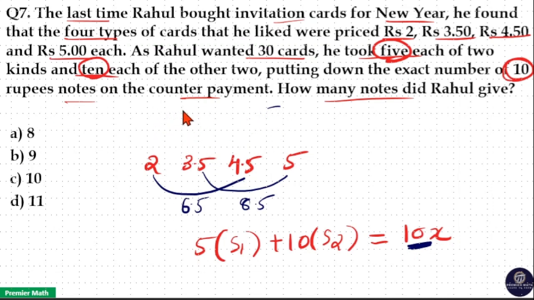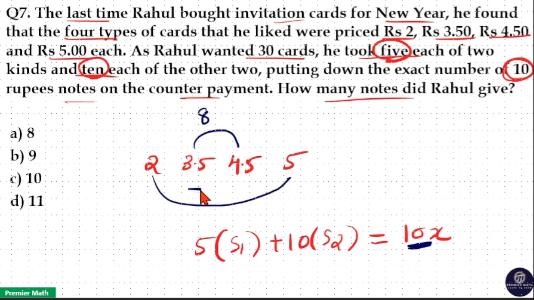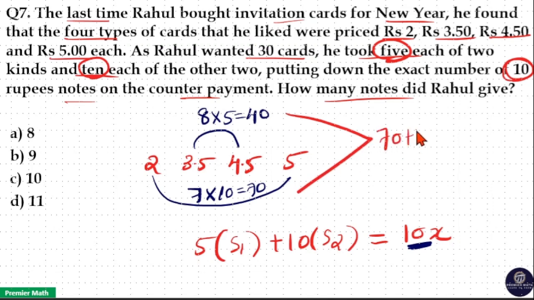So you should take sum of these 2 decimal points. 4.5 plus 3.5 is 8 and 2 plus 5 is 7. Now 8 into 5 is 40, multiple of 10. 7 into 10 is 70. Now 70 plus 40 is equal to 110, which is clearly a multiple of 10. So number of notes is equal to 11. Option D is your answer.